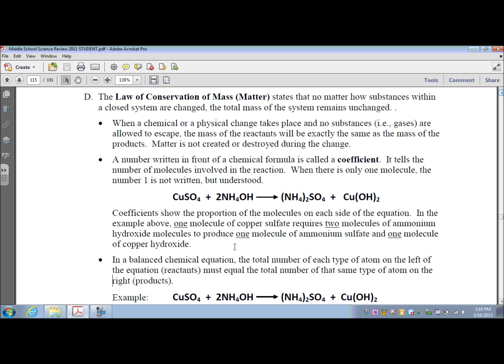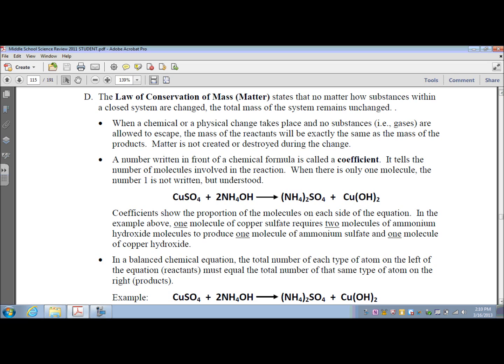Coefficients show the proportion of the molecules on each side of the equation. In the example above, 1 molecule of copper sulfate requires 2 molecules of ammonium hydroxide to produce 1 molecule of ammonium sulfate and 1 molecule of copper hydroxide.